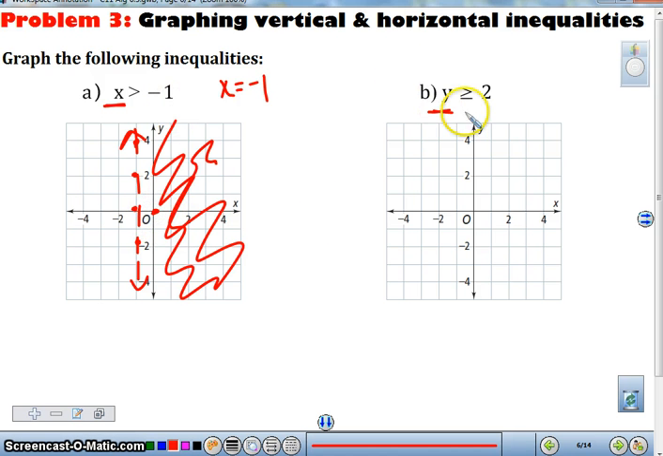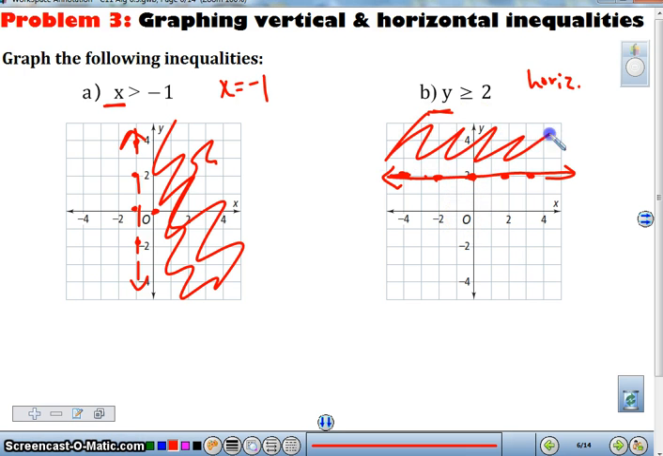Yes. Y is greater than or equal to 2. You should be thinking horizontal, just one variable. So we're looking at all the points where y is 2. In this case, it is a solid line. Where is everything greater than 2? Well, it doesn't make sense to be where 0 is. It's 3, 4, and so we are shading everywhere above that line.